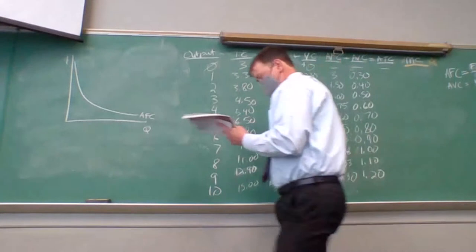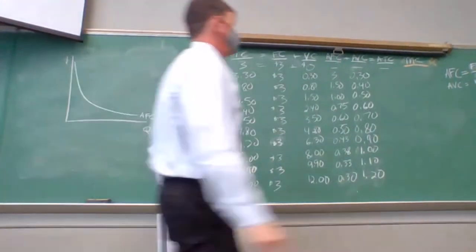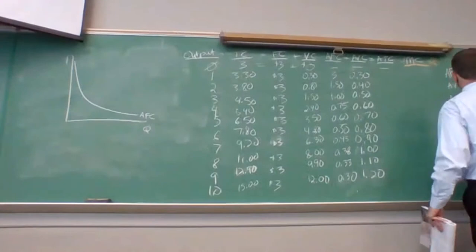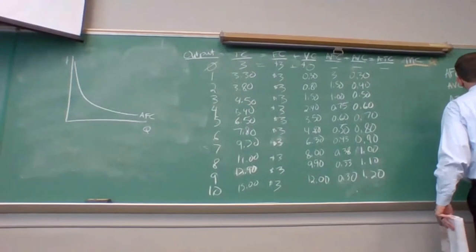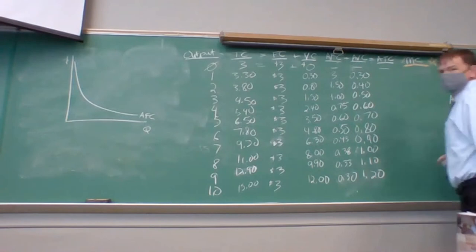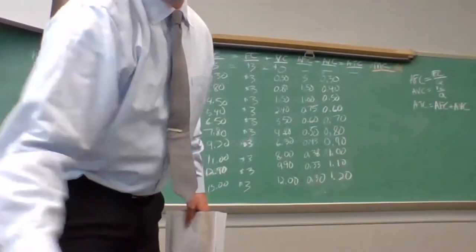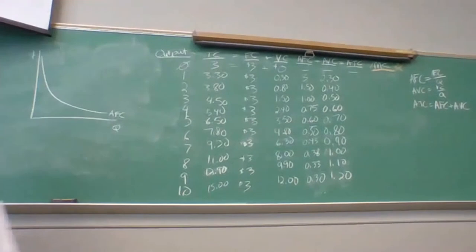Y'all follow me? So I got that. Not too complicated. Now, here's easy. Average total cost equals average fixed cost plus average variable cost. Let's just add them up.